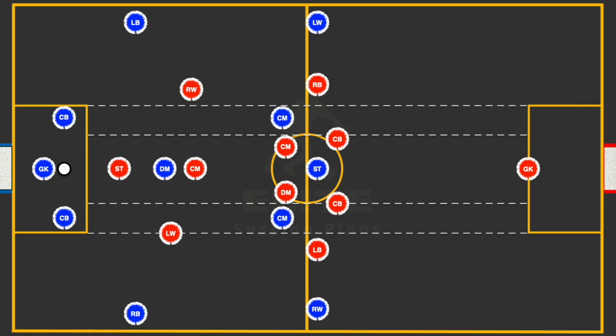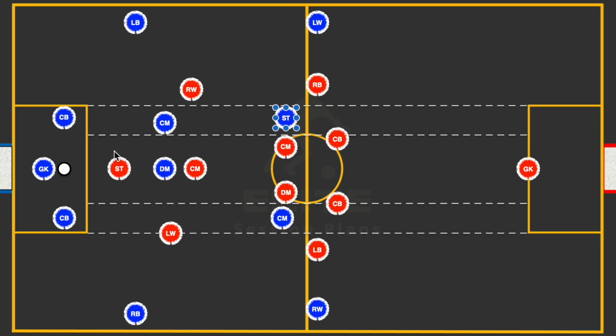So there's three ways to create a double pivot. Firstly, if the blue team are building from the back, what may happen is one of the centre midfielders may drop down to create a double pivot in the build. The striker might drop in to create a box.